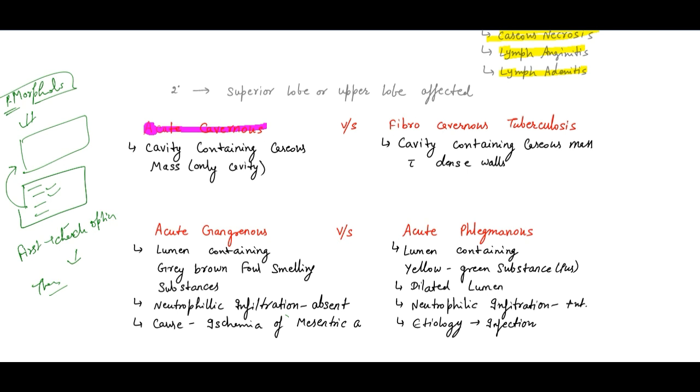So better to go first with the option, then go with the question. If you get acute cavernous or fibrocavernous in the question, what does it mean? Fibrocavernous we already discussed: a cavity containing a caseous mass with a dense wall. Fibro means there will be a dense wall. Acute means a cavity containing a caseous mass, only the cavity, so it will be the acute cavernous.